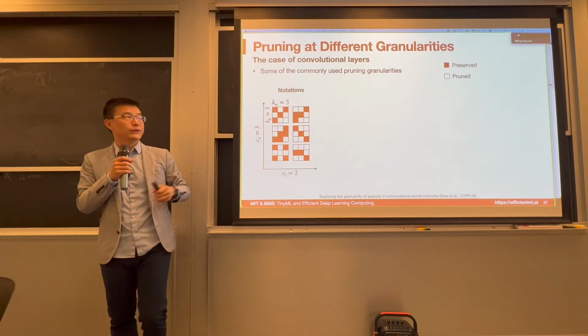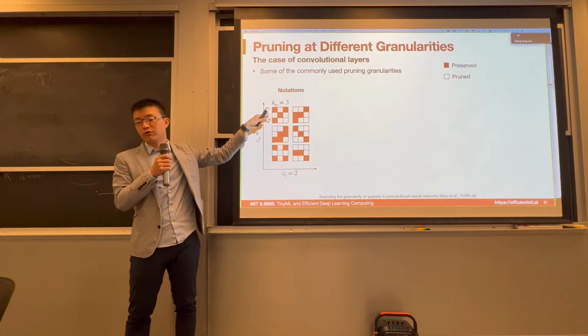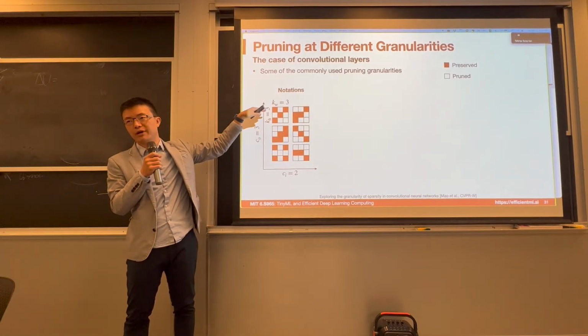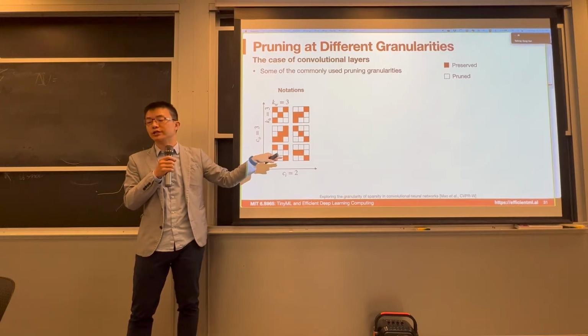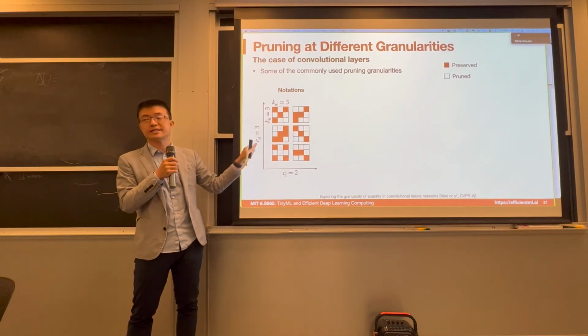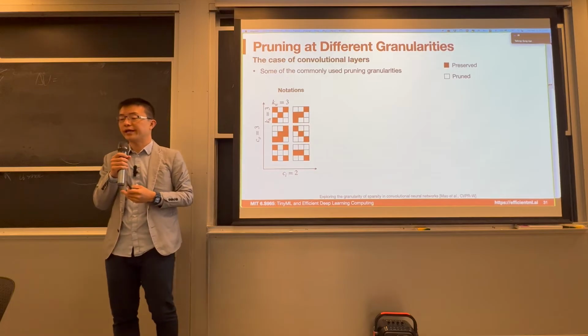In this example, the KW and KH are both 3, since we have a 3 by 3 convolution. CI in this case is 2, we have 2 input channels. And CO in this case is 3, we have 3 output channels.